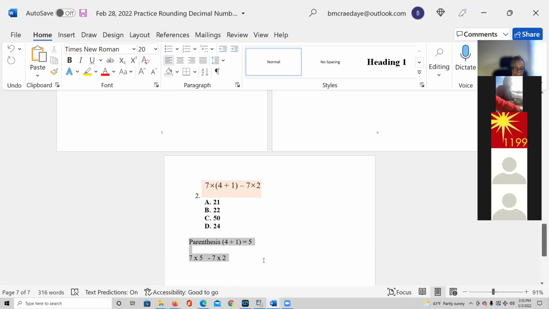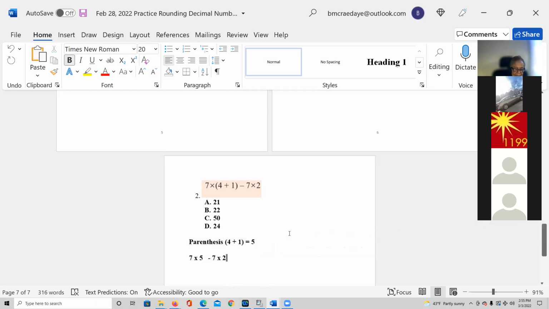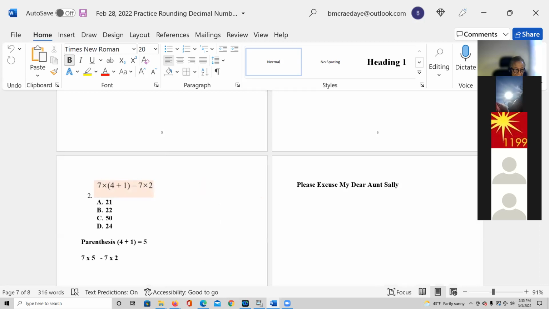You say Mercedes? 7 times 5 is 35. That's right. 7 times 5 is 35. You do the multiplication. Okay, so that's 35. You have another multiplication, which is 7 times 2, which is 14. That's 14. And 35 minus 14 is what? That is 21. So how did you get 24?